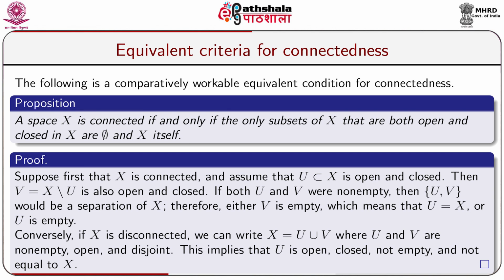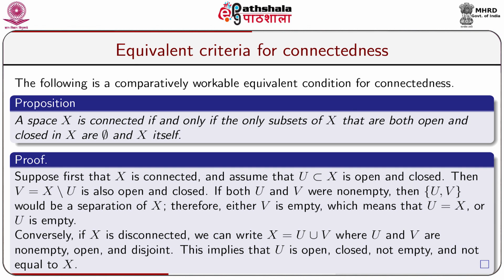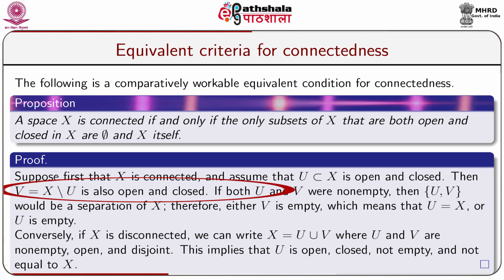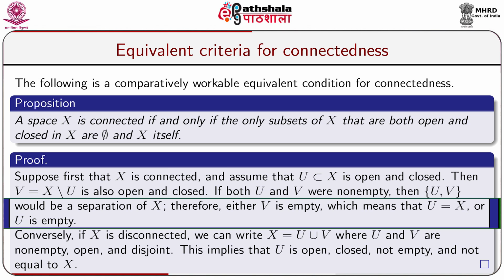Proof. Suppose first that X is a connected topological space and assume that U, a subset of X, is clopen, that is both open and closed. Then V equals X minus U is also clopen. If both U and V were non-empty, then U and V would be a separation of X. Therefore, either V is empty, which means that U is X, or U is empty.